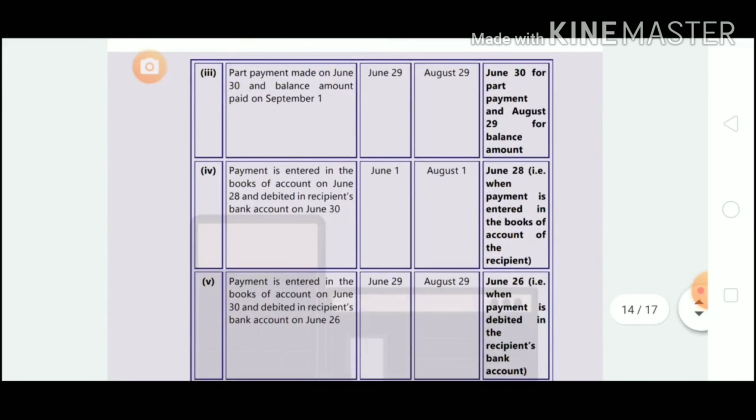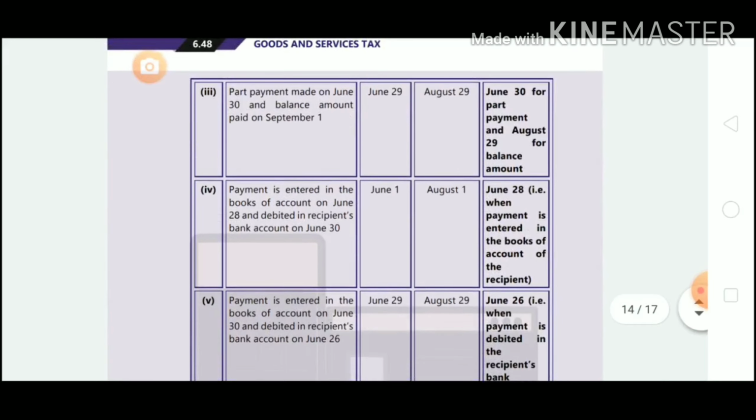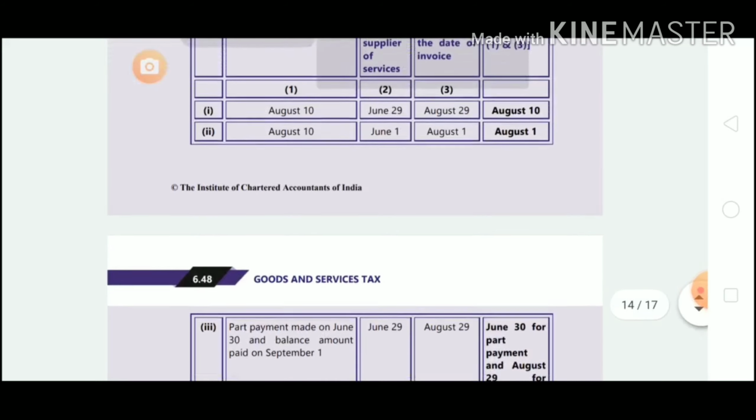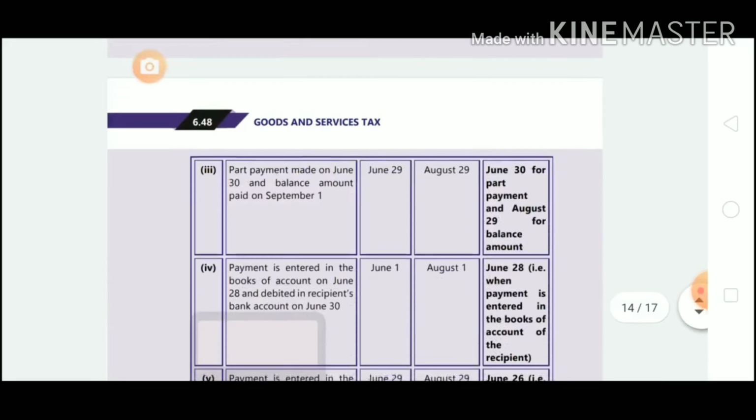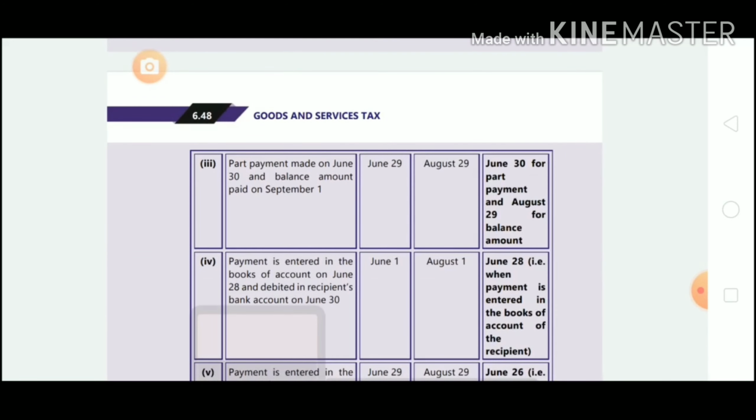So part payment is made on June 30 and balance payment is made on September 1. And the date of issue of invoice is June 29. So 61st day is August 29. So here there will be 2 TOS. For part payment we'll compare June 30 and August 29. So the earlier one is June 30. For balance payment we'll compare September 1 and August 29. So TOS will be August 29. See the answer, June 30 for part payment and August 29 for balance payment.